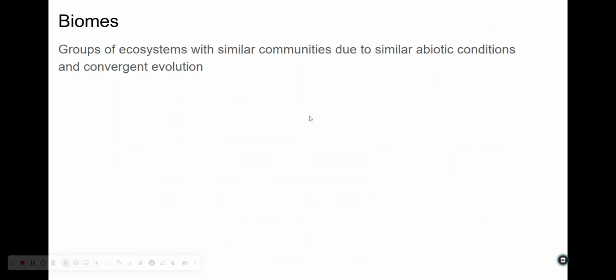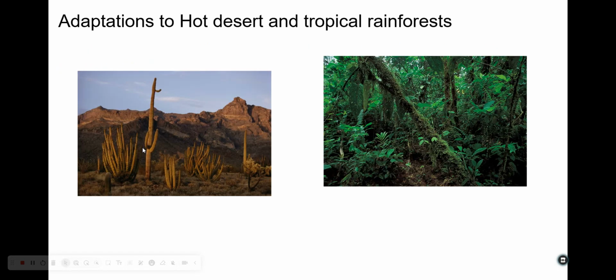Biomes are groups of ecosystems with similar communities due to similar abiotic conditions and convergent evolution. So why do rainforests throughout the world look similar? Well, it's because if you have similar abiotic conditions, those different adaptations will still be very similar. And so speaking of those, if you're talking about a hot desert, adaptations there would be things like our cactus and our camels and our fennec fox. So these all have adaptations that help them survive the hot temperature. A lot of our animals that live in the desert are burrowing animals, or they're very light in color.